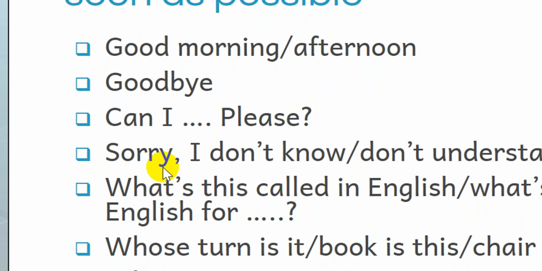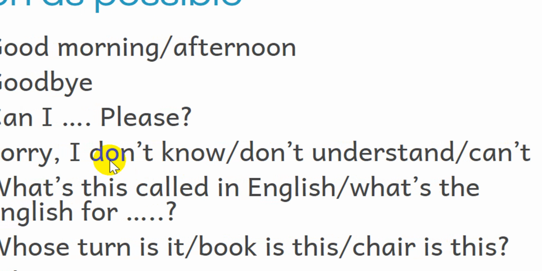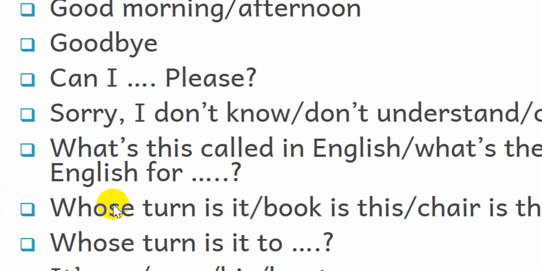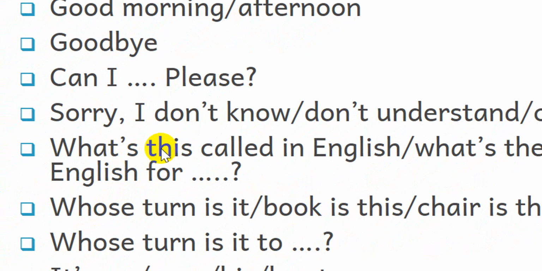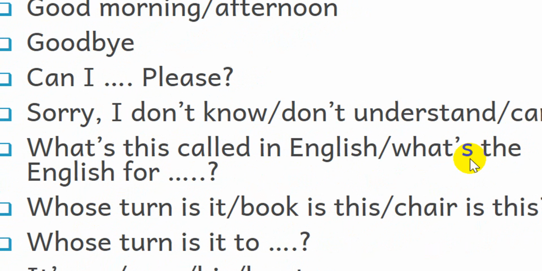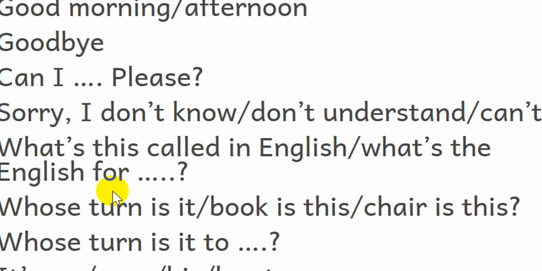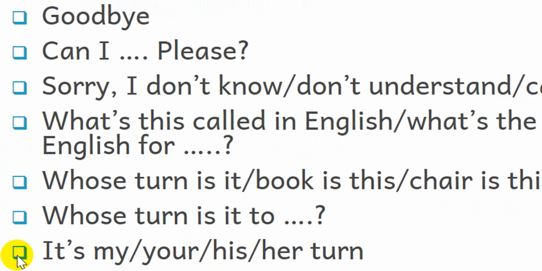And then you can also introduce how to say sorry, and how to express when they don't understand things or don't know the answer, in English. So even though they don't know, at least they can say I don't know. And then introduce expressions to ask for a certain word in English: what is this called in English? What is the English for this? In Indonesian, or the object. They can pinpoint the object.